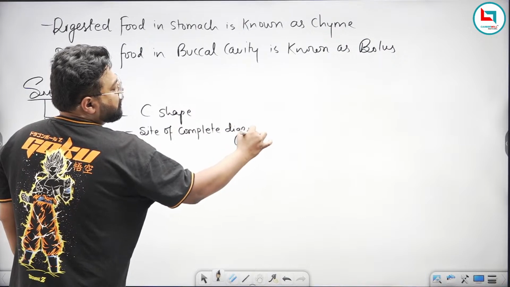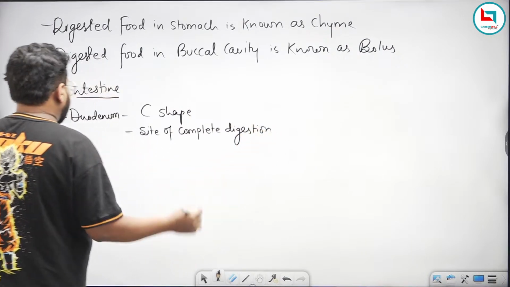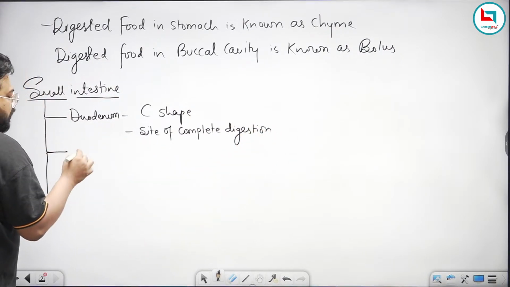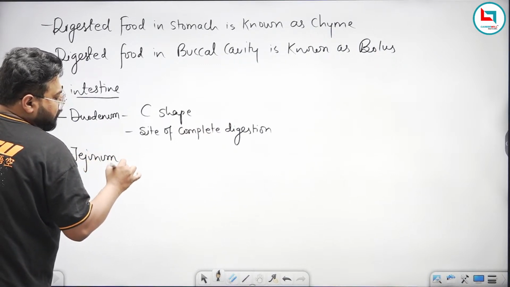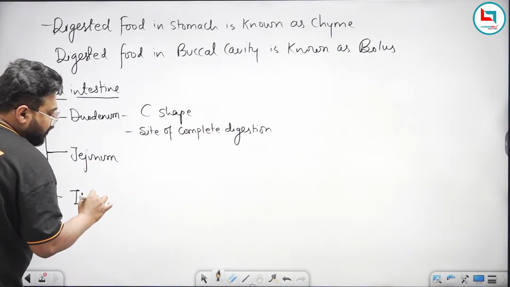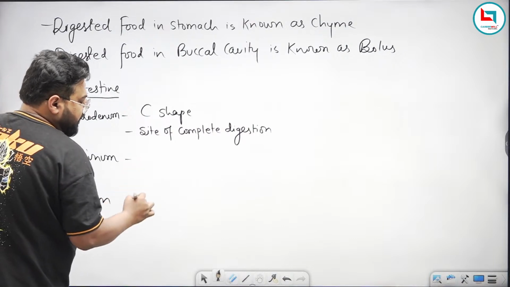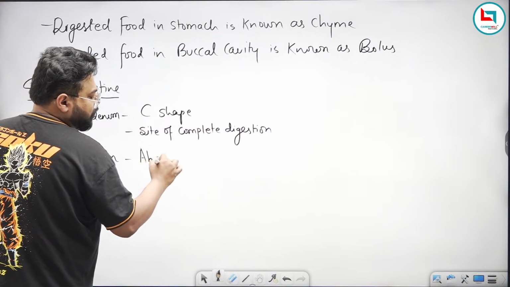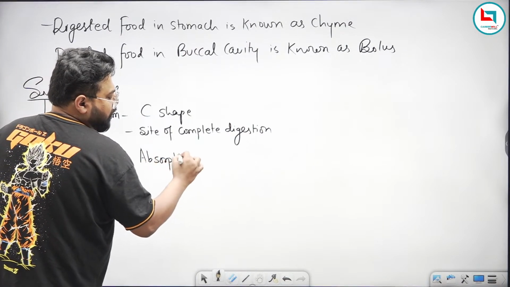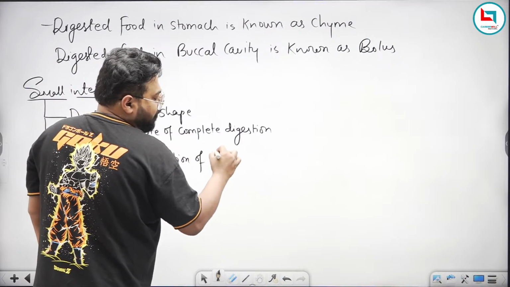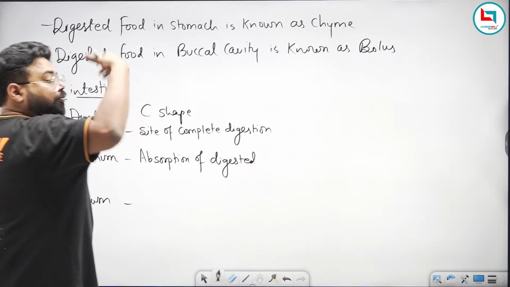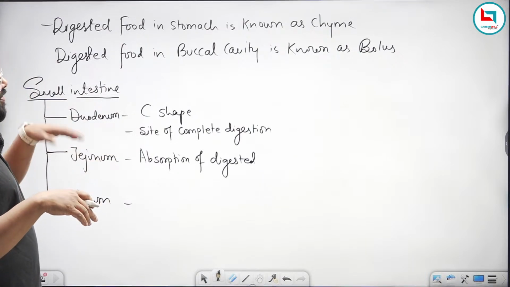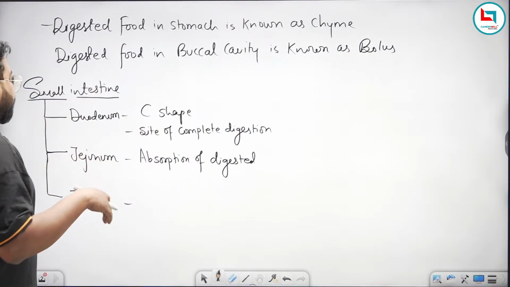While the other parts of the small intestine are jejunum and ileum. Both jejunum and ileum help in absorption of digested food. From here, the digested food will get absorbed and transported to the circulatory system as well as to the liver.